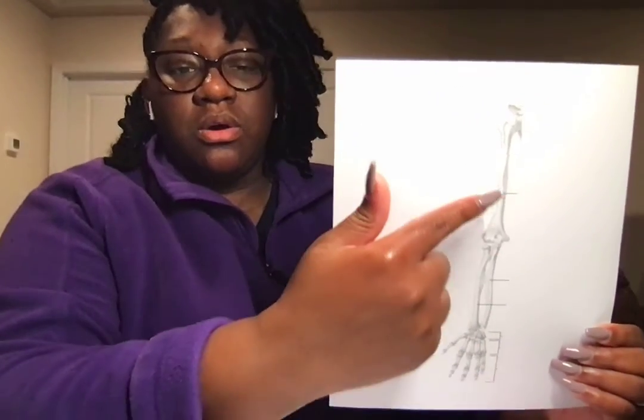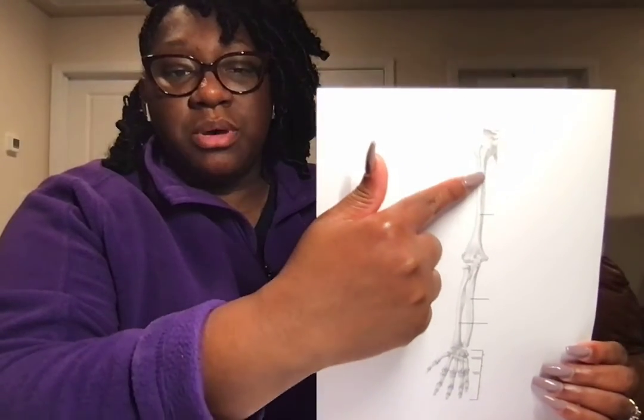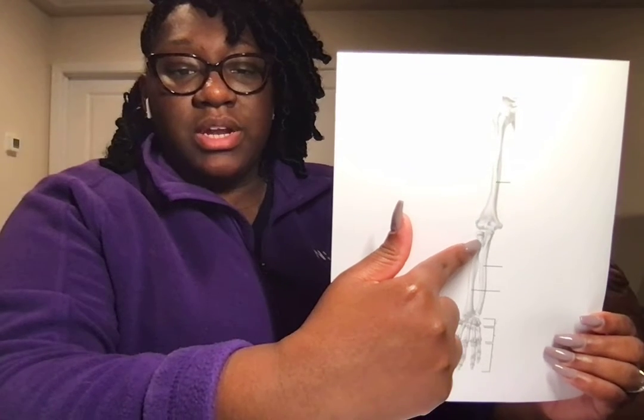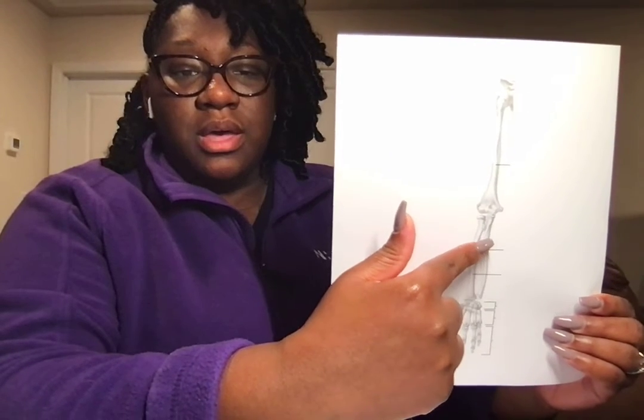Here are the bones in the arm. At the top is the humerus bone. Down here is the radius on the same side as the thumb, and then on the opposite side is the ulna.